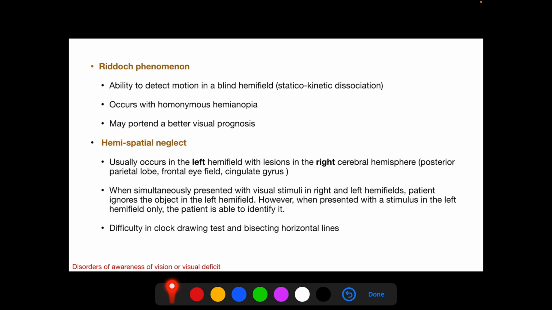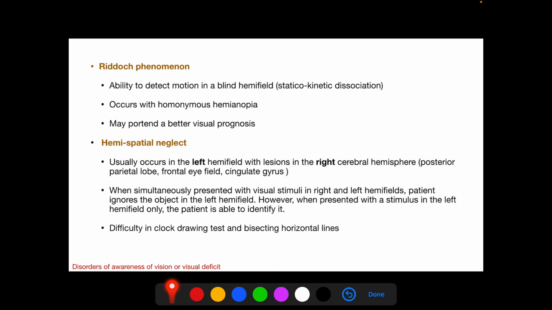In Riddoch phenomenon, which usually occurs in the blind hemifield of a patient with homonymous hemianopia, the patient may not be able to detect a static object in the blind hemifield, but may be able to detect a moving object in the blind hemifield, and this is also called statokinetic dissociation. And Riddoch phenomenon may actually portend a better visual prognosis for the patient.